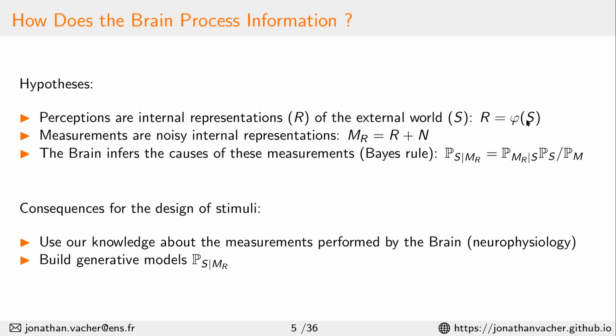So you go through function phi, and then you are corrupted by noise n. And from these measurements, we hypothesize that the brain is inferring the cause of the measurements using the Bayes rule. So with this simple model, what you want to do to design the stimuli that are useful to understand how the brain works is to understand the knowledge about the measurement performed by the brain.